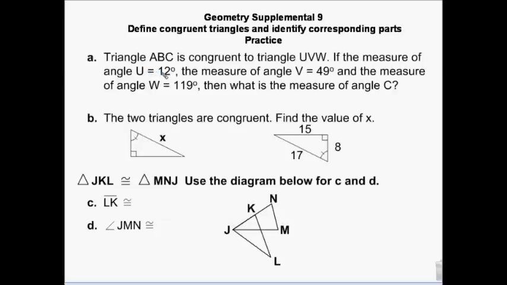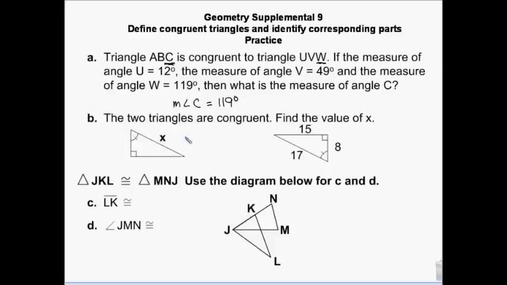If we have a triangle ABC that is congruent to UVW, U is 12 degrees, V is 49 degrees, and W is 119 degrees, what's C? Which one does C go with? C goes with W. So angle C is 119 because it'll be the same as W.